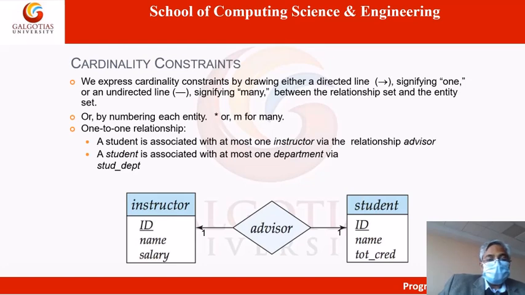So a student is associated with at most one instructor via the relationship advisor, or a student is associated with at most one department via a student department. For example, you are associated with computer science department.